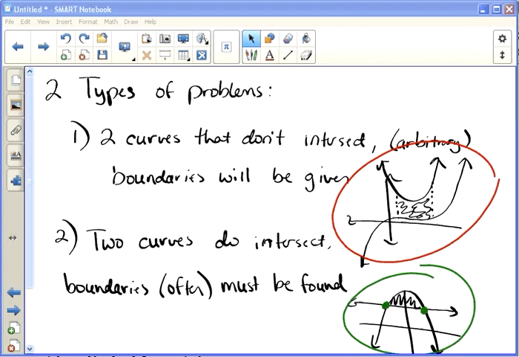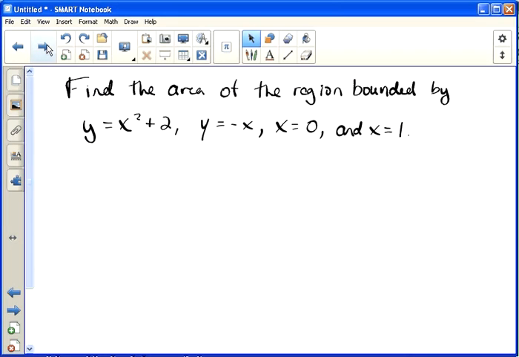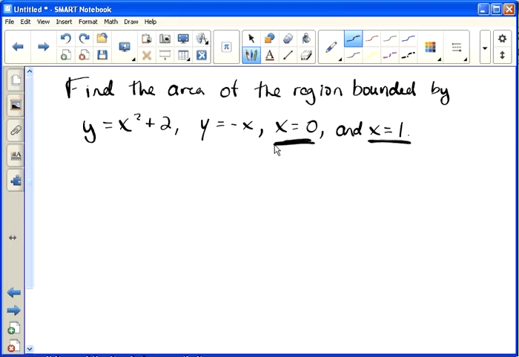Let's look at an example. It says find the area of the region bounded by y equals x squared plus 2, y equals negative x, x equals 0, and x equals 1. So this is an example of that first type of problem where they don't intersect and so boundaries are given. Anytime you see vertical lines like x equals 0 and x equals 1, those are going to serve as our boundaries.